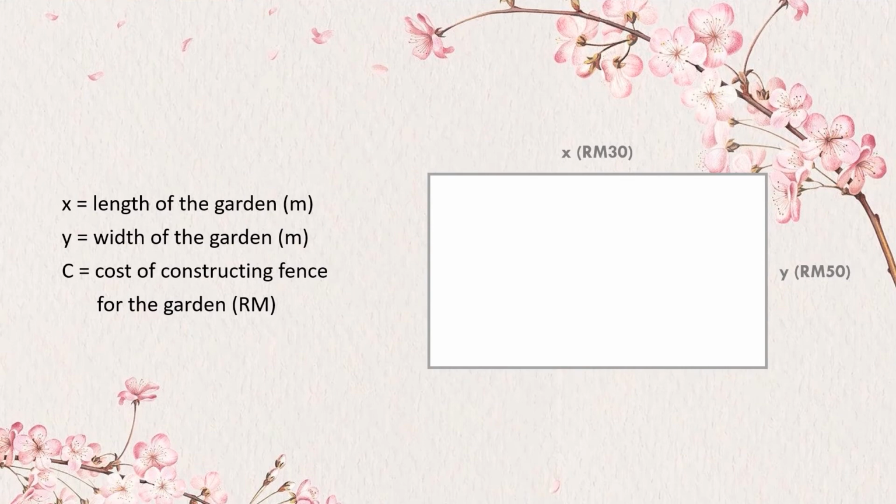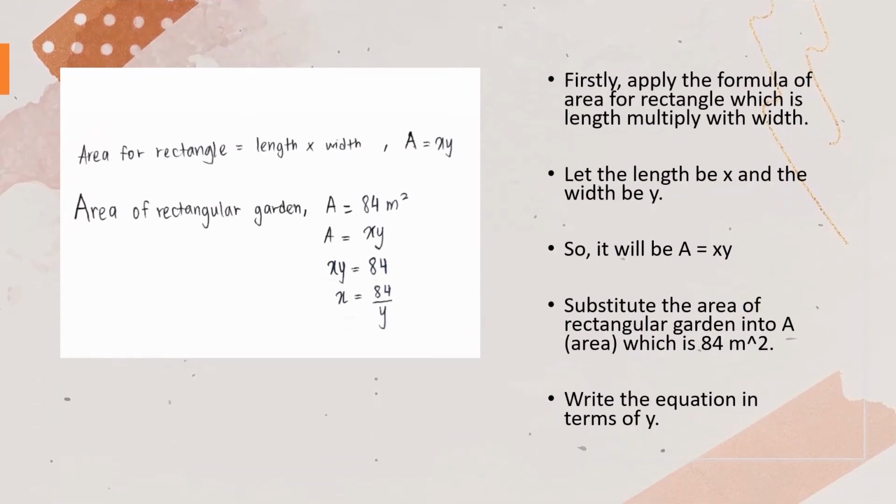So, before going to the method of solution, here are a few things. x will be the length of the garden in meter unit, and y will be the width of the garden also in meter unit, while c will represent the cost of constructing the fence for the garden in RM, Ringgit Malaysia. So now we can start with the method of solution on how to solve the problem statement.